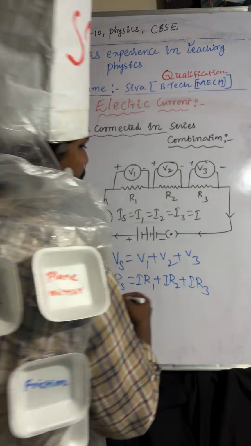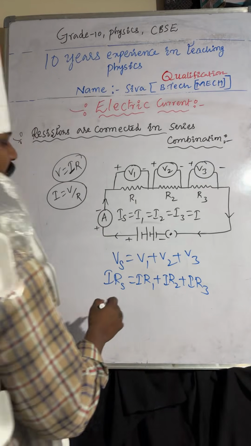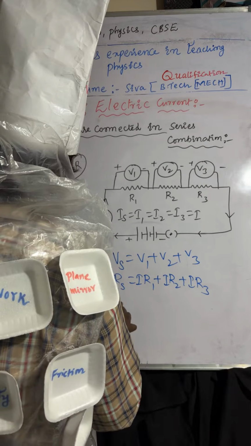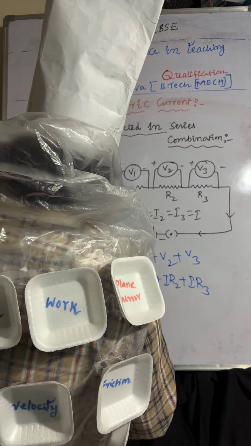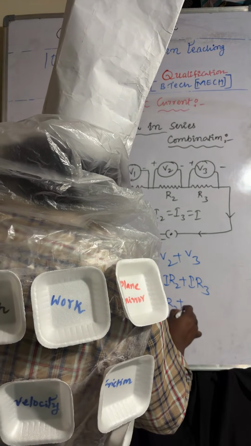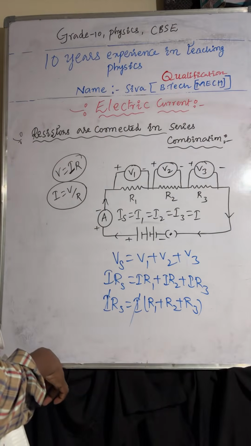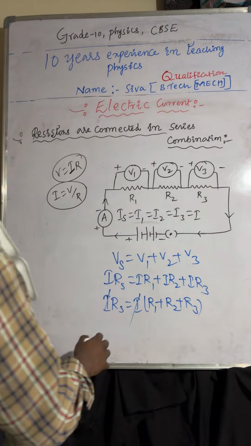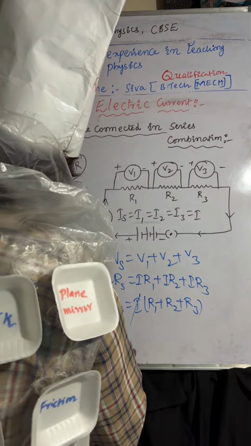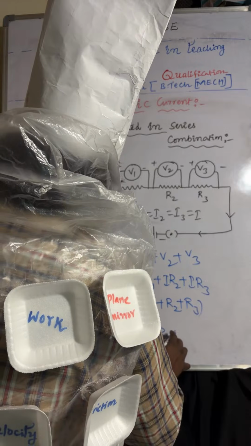So shall I take I common? If I take I common, the remaining values are R1 plus R2 plus R3. I gets cancelled. Then the remaining value is Rs equal to R1 plus R2 plus R3.